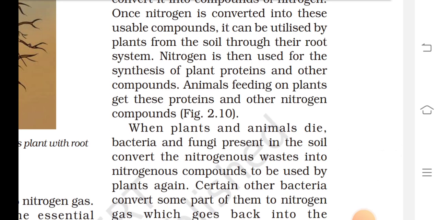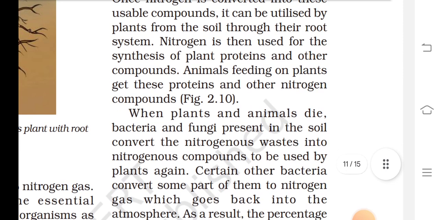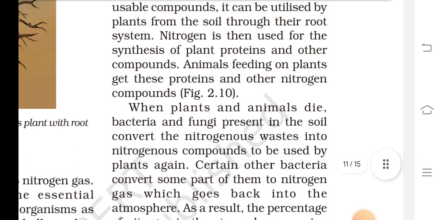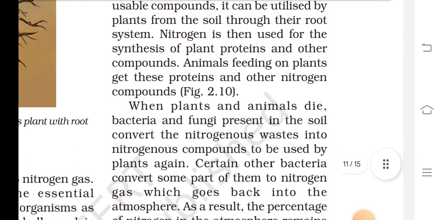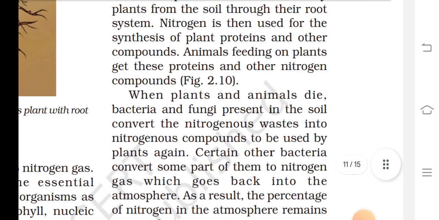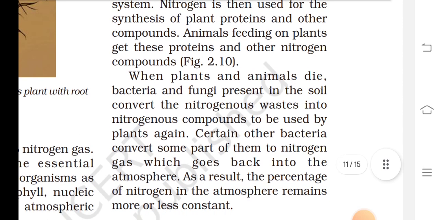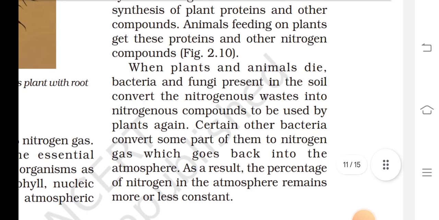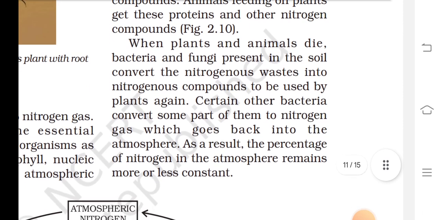Once nitrogen is converted into these usable compounds, it can be utilized by the plant from the soil through their root system. Nitrogen is then used for the synthesis of plant proteins and other compounds. Animals feeding on plants get these proteins and other nitrogenous compounds.